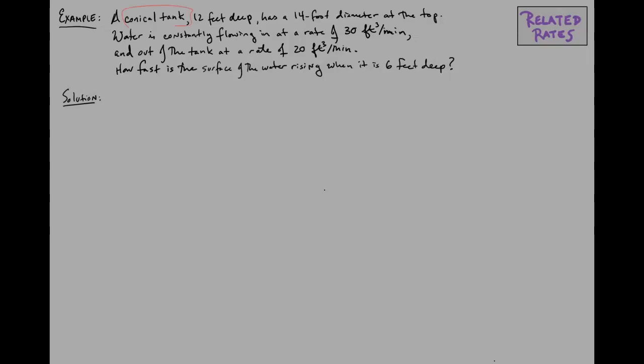So let's start with this conical tank. What would it look like? It's 12 feet deep and it has a 14-foot diameter at the top. So it would have to look something like this. Here's the 14-foot diameter and here's the 12-foot depth.